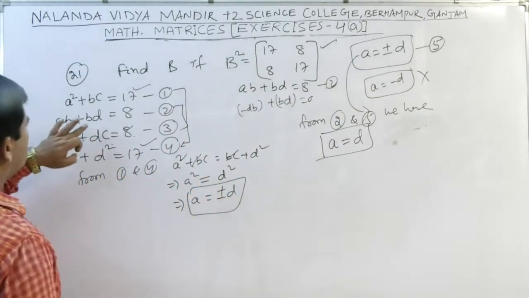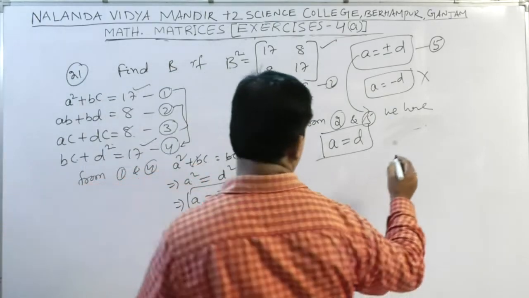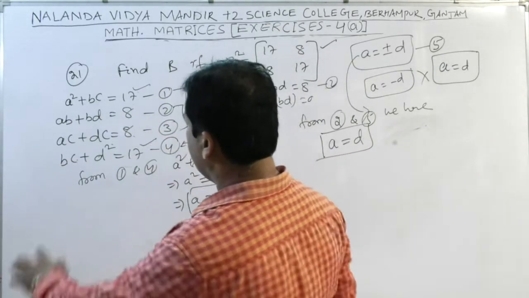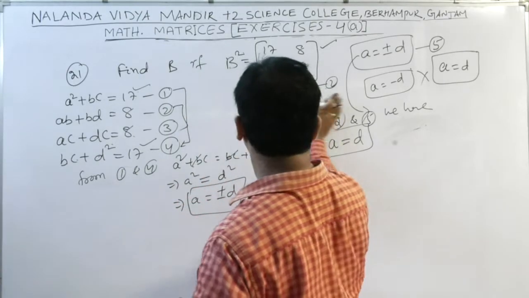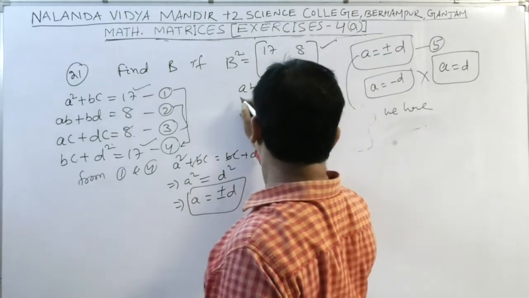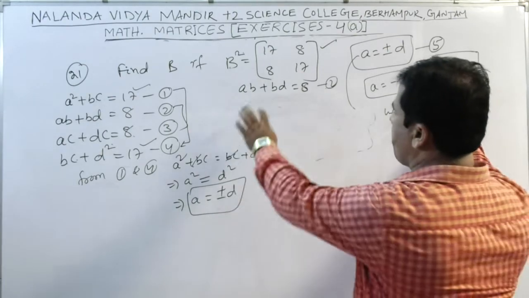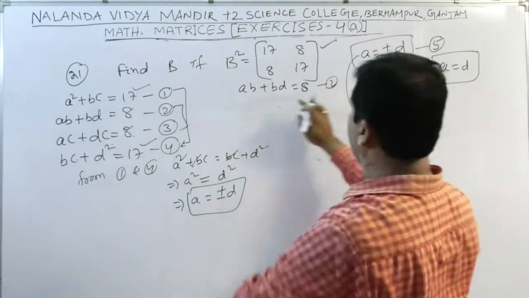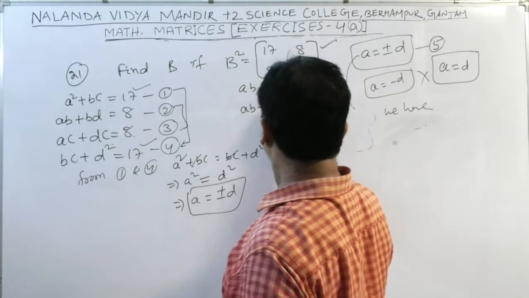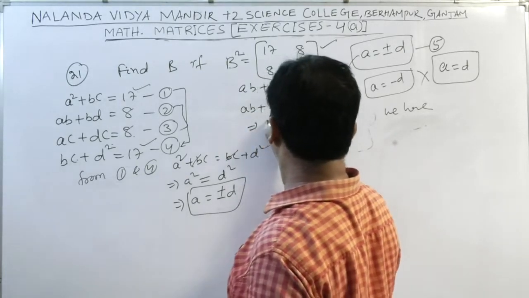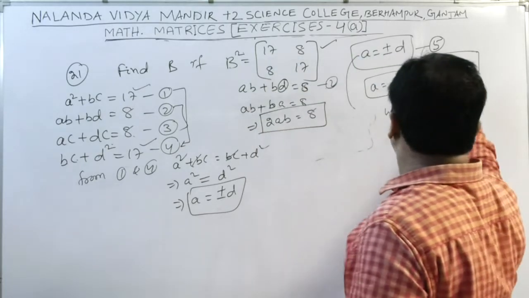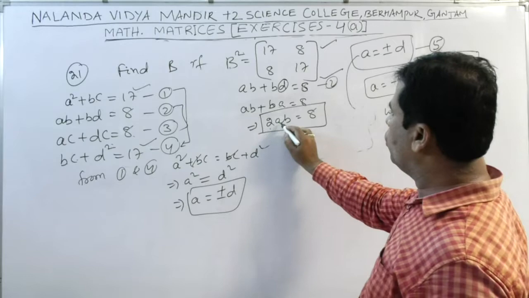Now, put here first we find A is equal to D. Now, in equations 2 and 3, AB plus BD is equal to 8. This implies, if you put D is equal to A in equation 2, we get AB plus BA is equal to 8. This implies 2AB is equal to 8. Put the value of D in equation 2, we get 2AB is equal to 8.